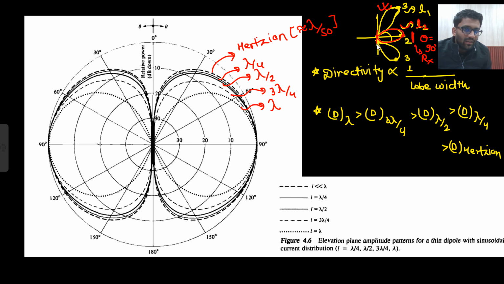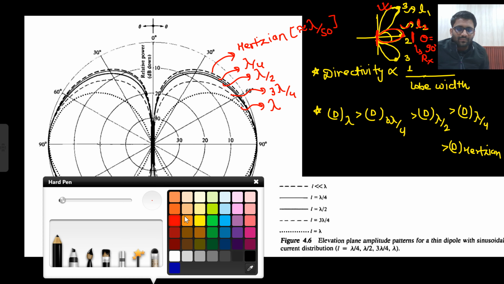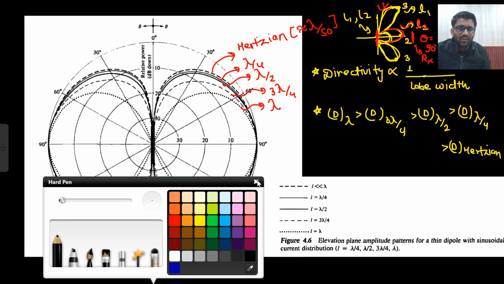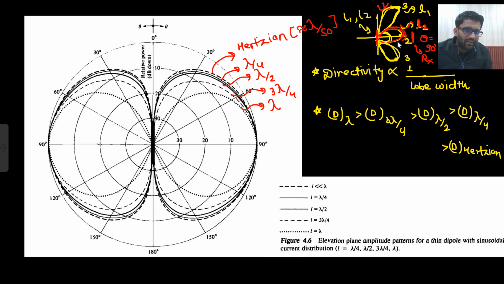What I mean to say is that my transmitting antenna can have length L1 as well as length L2. If it has length L1, then this is the radiation pattern. If it has length L2, then this is the radiation pattern. Now I know who has more directivity: this one, because it is radiating far away. Now the second question is, I am placing my receiving antenna at theta equals 90 degree.